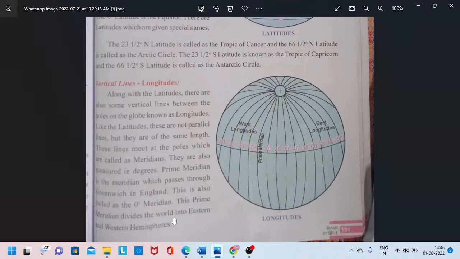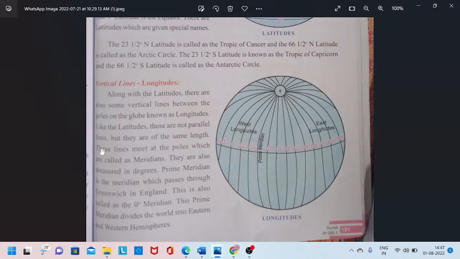And let's see vertical lines. Vertical lines are called longitudes, as I said last time when I showed you the picture. Vertical lines are longitudes, and parallel lines are latitudes. Along with the latitudes, there are also vertical lines between the poles of the globe, known as longitudes. As we have parallel lines, we also have vertical lines on the globe, called longitudes.